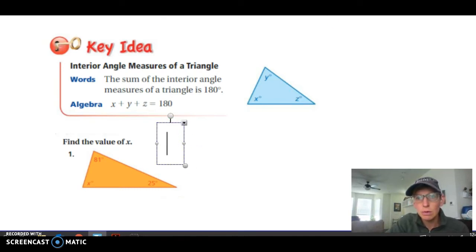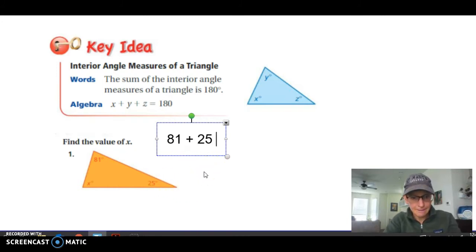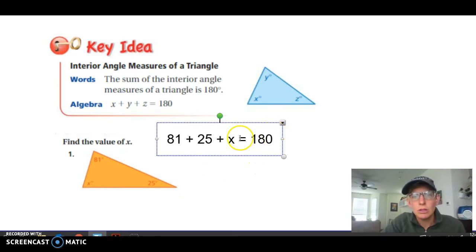Let's make this smaller. This doesn't take the whole page. If you look at the angles on this orange triangle, we're looking to figure out what this X represents. We're given that the top angle is 81 degrees. I'm going to add that to the right-hand angle, which is 25 degrees, and then plus our X. With those added together, we know they're going to be 180 degrees. And all of these should have that little degrees symbol. I'm just too lazy to go find that in the symbols.